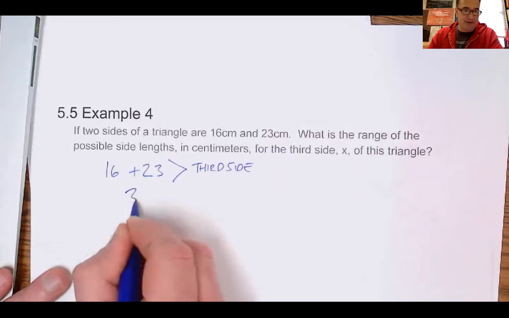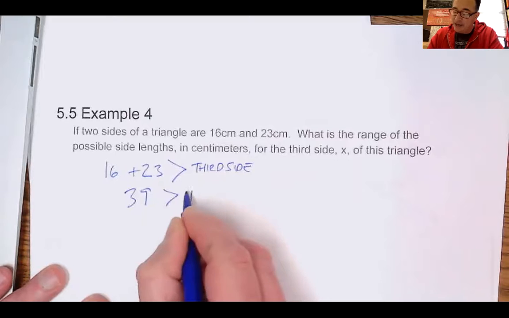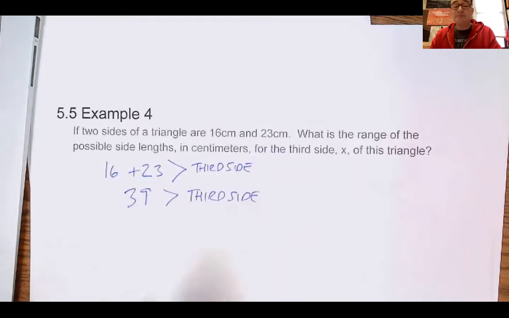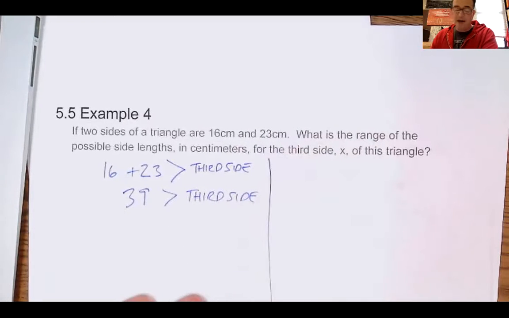Not fast enough. It's 39. Okay, so right now, I know the third side has to be less than 39. Now, it is possible that that third side is not the biggest side. If the third side isn't the biggest side, what has to be the biggest side? 23 does, because that's the bigger of these two. So this is one of my inequality statements.